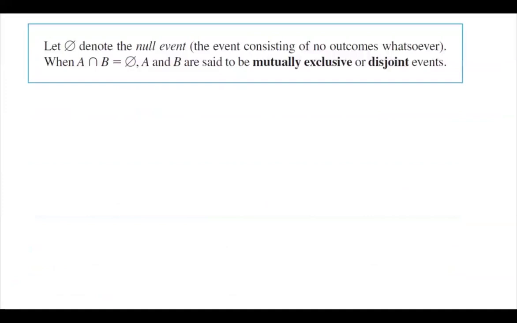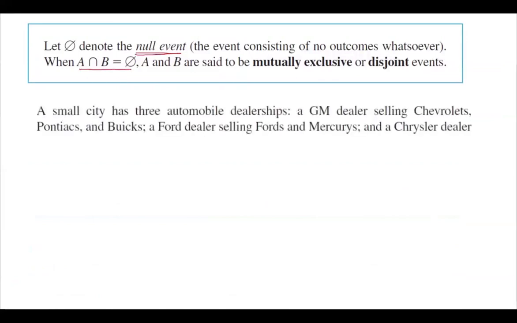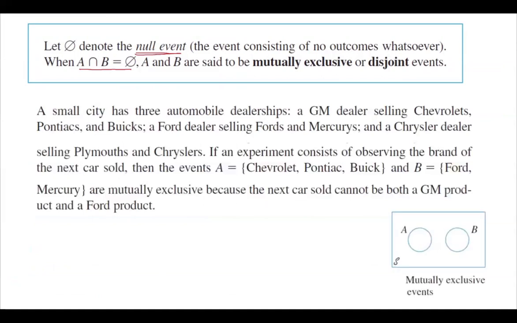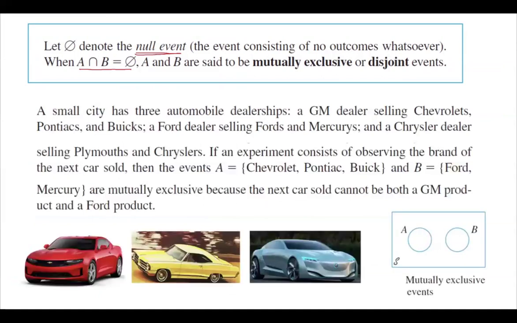Empty denotes the null event or empty set. This is the event consisting of no outcomes. If the intersection of two sets is empty, we say that they are mutually disjoint. We saw an example about the car dealership, and we discussed two mutually disjoint or exclusive events as well.